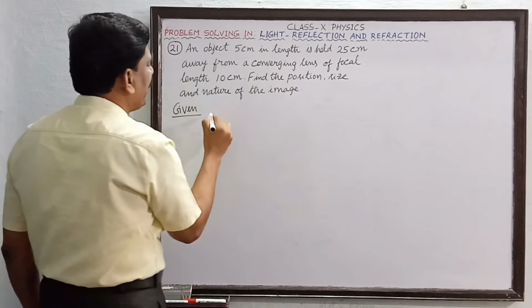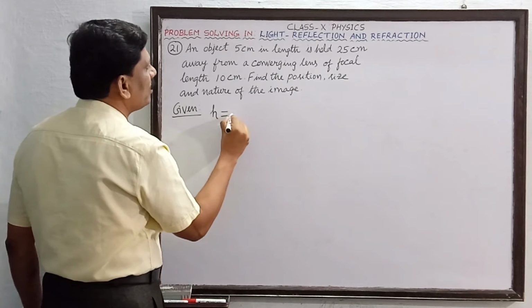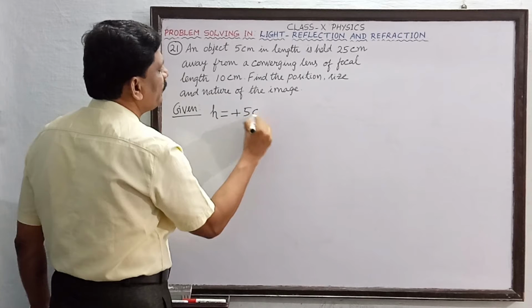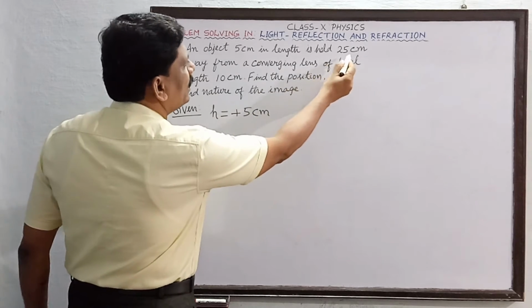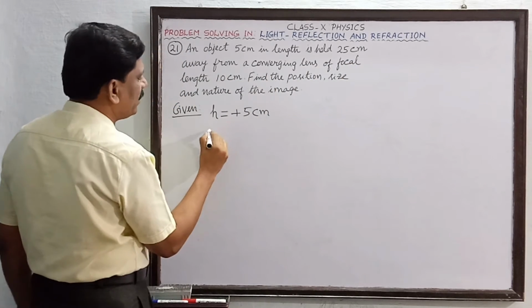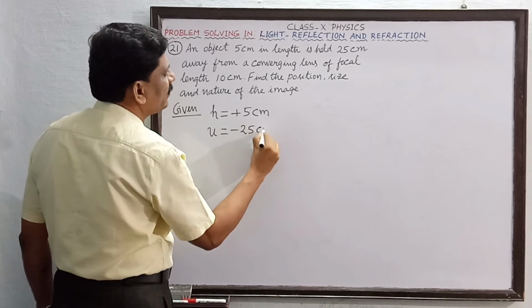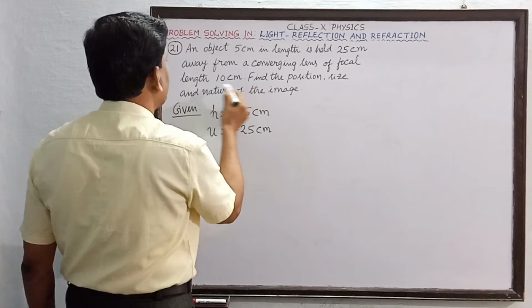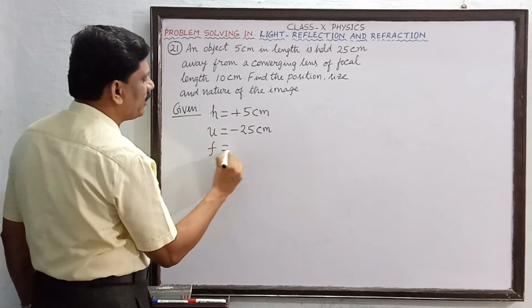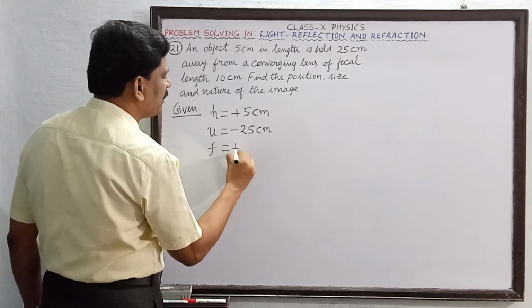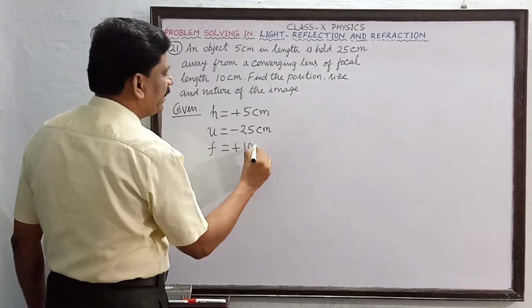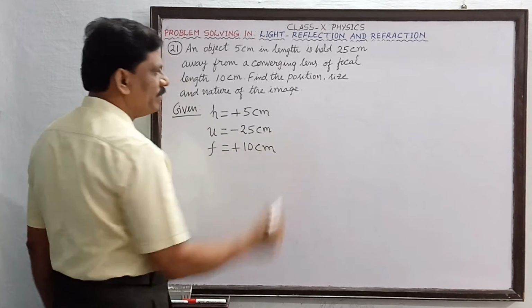So an object of height h is equal to plus 5 centimeter. Then it is at 25 centimeter away. Therefore object distance u is equal to minus 25 centimeter. And the focal length of the lens f is equal to what? 10 centimeter. It is positive for a converging lens. So this is a plus 10 centimeter.